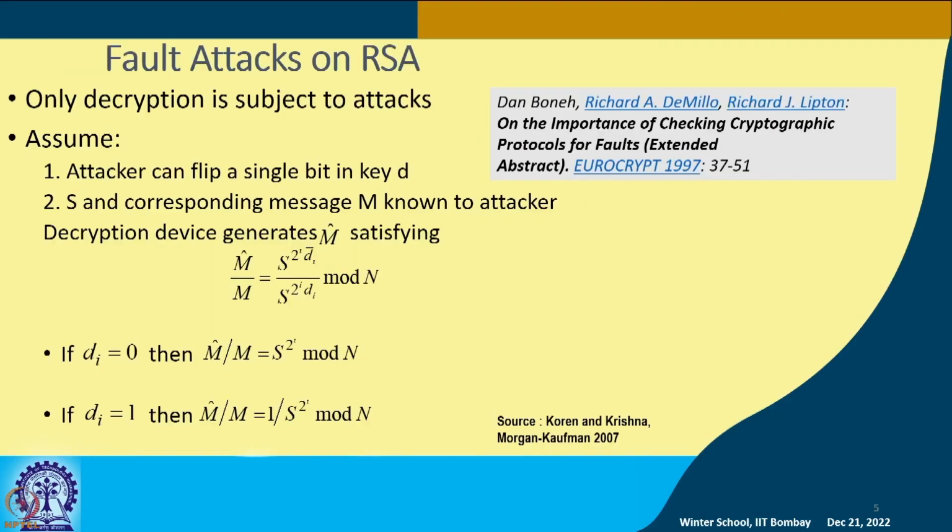So let me take you to the famous paper at Eurocrypt 1997, where Dan Boneh and his team showed the importance of checking cryptographic protocols for faults. I will use the RSA example to illustrate. If you remember what we discussed in one of our previous classes, in an RSA decryption you send an input, say S, and want to decrypt it. Internally, you compute S to the power D, where D is the secret, modulo some N.